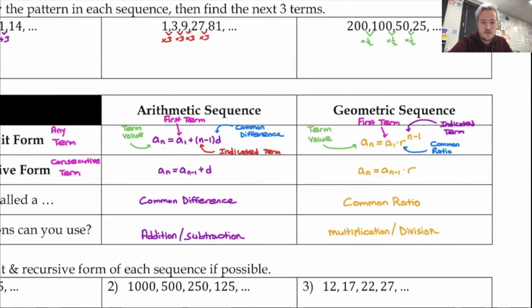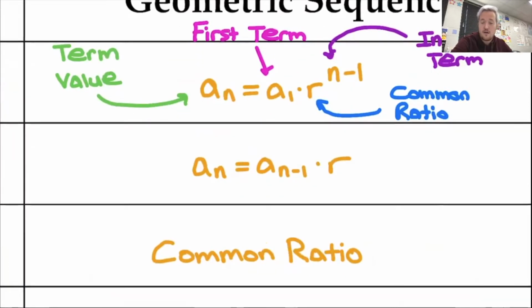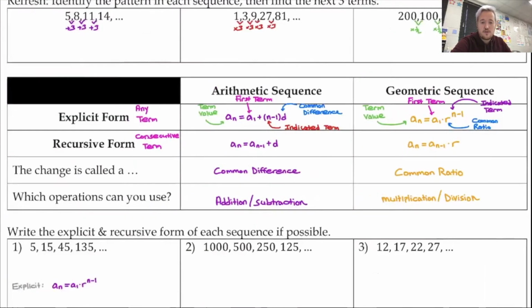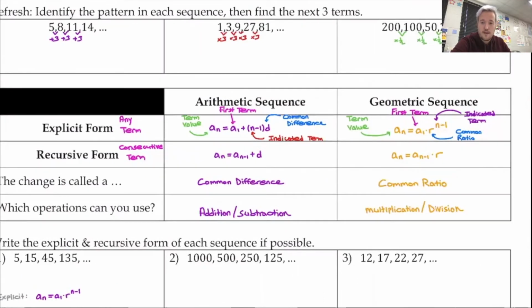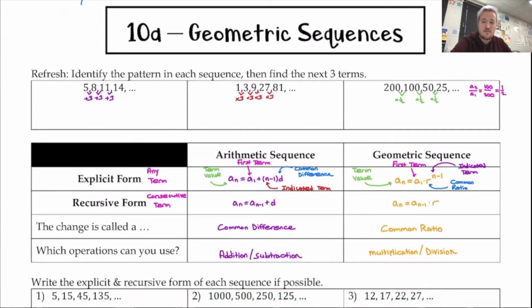So same idea, just different areas. All right, so now here is our recursive form, which is A of n minus 1 times R, which is your common ratio. So the common ratio is just because we're multiplying or dividing. And then this is your quick reference chart for arithmetic and geometric sequences, since you're now going to be using both. But I will say, since we're looking at geometric sequences, this lesson is going to heavily emphasize geometric, but we're going to touch back and review arithmetic as we go along as well.